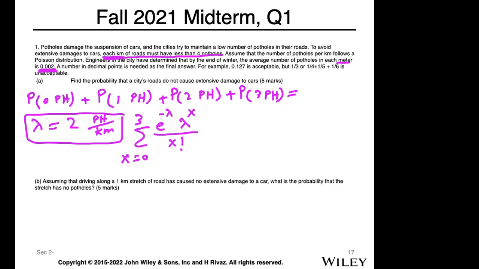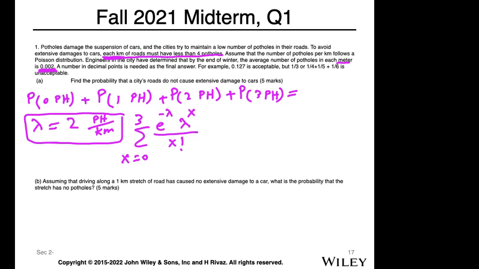Any questions about part A? The rest is super easy. We just have to plug in lambda equal to 2 and x from 0 to 3, so it's just plugging into the equation. So next part: assuming that driving along a 1 kilometer stretch of road has caused no damage, what's the probability that the stretch has no potholes?